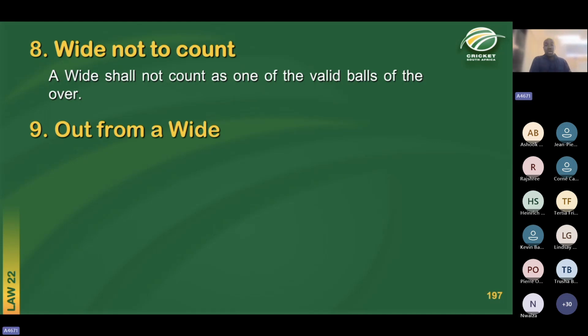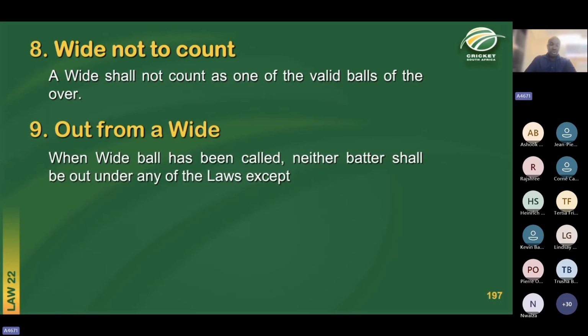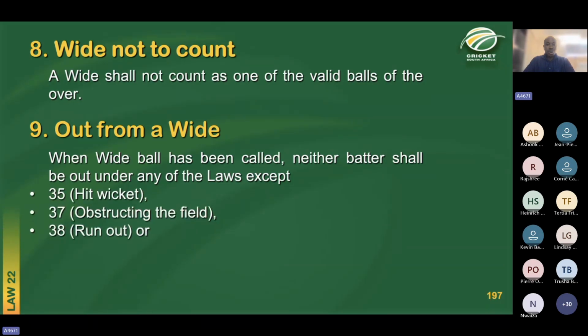For a no ball, there are 3 ways that a batter can be out. For a wide, there are 4 ways that a batter can be out. Remember, for the no ball, we said HOR. For the wide, we just need to add S. HORS. Horse. H, hit wicket. O, obstructing the field. R, run out. S, stumped. Those are the 4 ways that a batter can be out of a wide delivery.